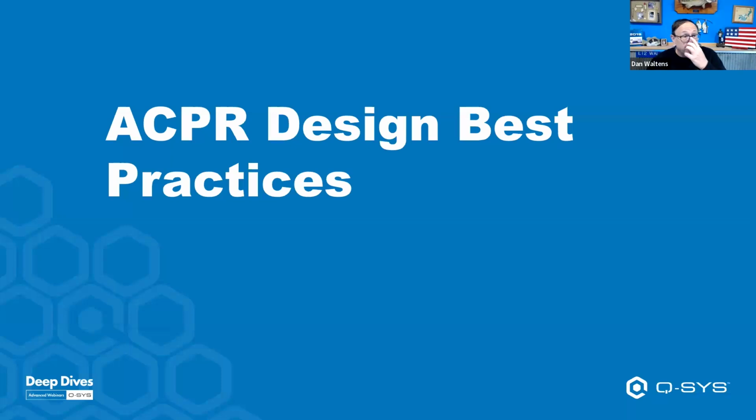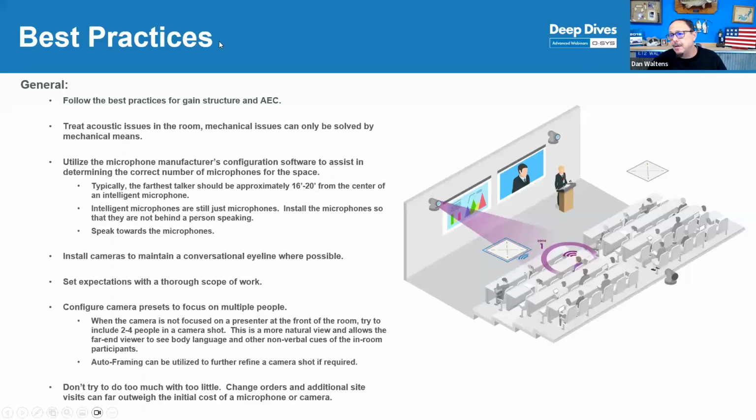Now, a little bit of overview on the best practices. We'll wrap up the ACPR and the auto framing, and we're going to get into the Seervision piece here. So best practices: always follow best practices for gain structure and AEC. Just about every other month, you'll find a gain structure session, and then on the opposing months, we typically have an AEC best practices. If your technicians haven't done that in a while, I recommend it. It's always a good refresher. Sometimes when I teach it, I remember something that I had forgotten. So it's a good idea.